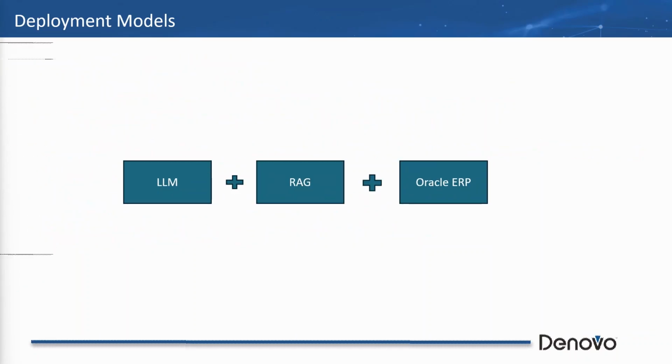And your big couple of chunks: you're going to have the large language model, which we spent a lot of time talking about. You're going to have your vector database, your RAG system, and then you're going to have your Oracle ERP system. So maybe using something like Orchestrator to expose your JD Edwards data as a data source that you're making available.